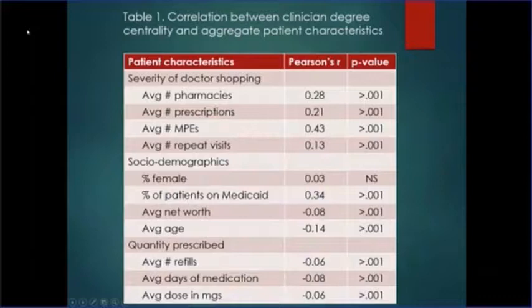And then probably the most interesting finding to emerge from these preliminary analyses is the impact of centrality on the quantity that's prescribed. I expected there to be more quantities of drugs prescribed by physicians who are more central in the co-prescribing network or more active in the network. But in fact, what you find is that they prescribe fewer refills, they prescribe fewer average days of medication, and also smaller dosages in milligrams. And so I'll talk about that in a minute.